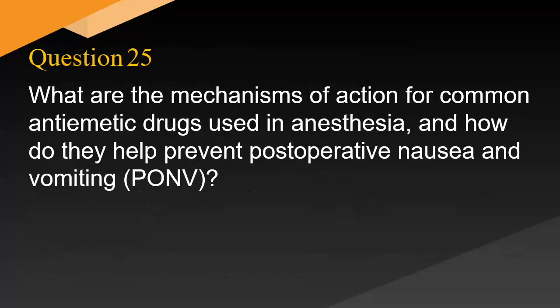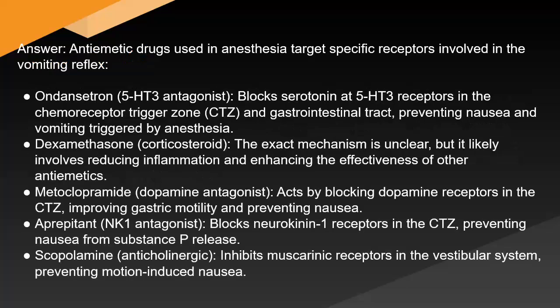What are the mechanisms of action for common antiemetic drugs used in anesthesia, and how do they help prevent postoperative nausea and vomiting (PONV)? Answer: antiemetic drugs used in anesthesia target specific receptors involved in the vomiting reflex. Ondansetron, a 5-HT3 antagonist, blocks serotonin 5-HT3 receptors in the chemoreceptor trigger zone (CTZ) and gastrointestinal tract, preventing nausea and vomiting triggered by anesthesia. Dexamethasone, corticosteroid.